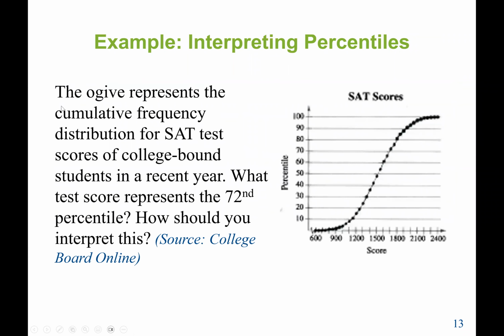So we have an example here. This example is about an ogive, which represents the cumulative frequency distribution for SAT test scores for college-bound students in a recent year. What test score represents the 72nd percentile, and how should you interpret this? So from the data set here, we can see our 100th percentile and the test score somewhere around 2400. Somewhere around the 60th percentile, we have a test score maybe around 1500.